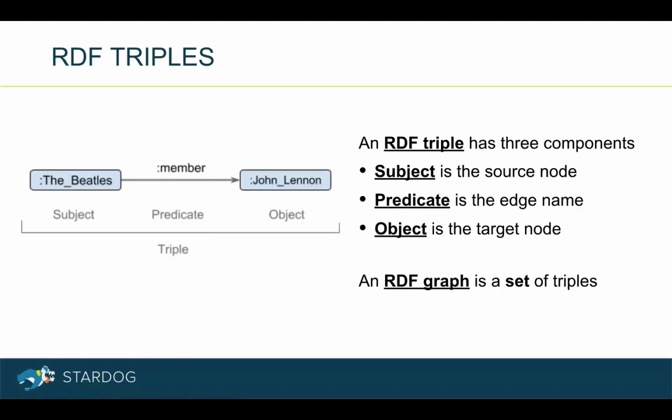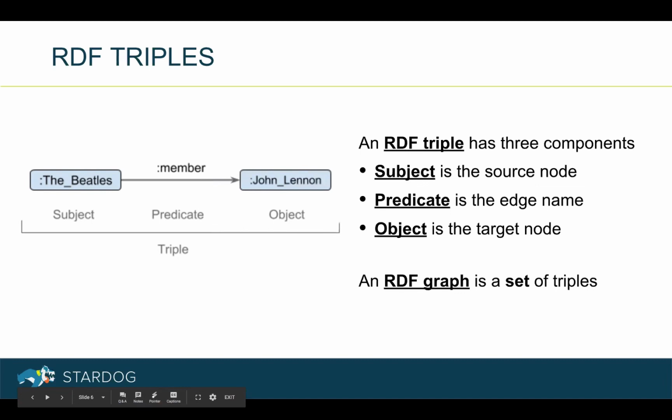RDF has special terminology to refer to the nodes and the edges in a graph. An edge is referred to as a triple because each edge has three components. The source node is called the subject, and the target node is called the object. The edge identifier that specifies the relationship between them is called the predicate. The identifiers used for predicates are called properties.